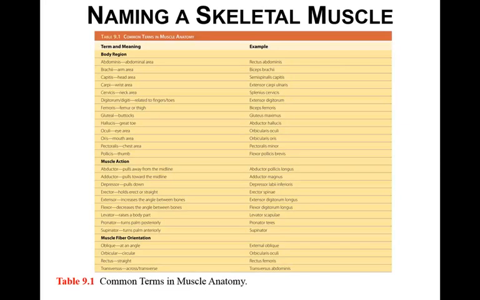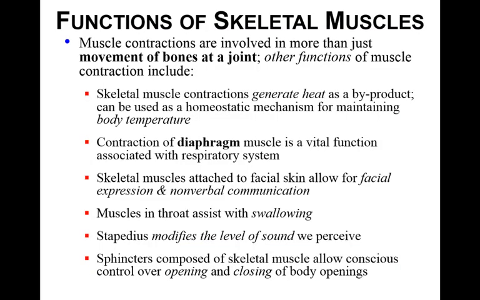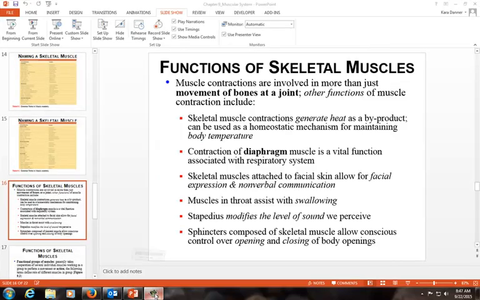There's a table 9.1 in your textbook that looks like this. It gives the term and the meaning, and it also gives you an example of a muscle in the body. Okay, so this is definitely worth taking a good look at. A lot of these muscles are the ones that you're going to have to know for your lab test. Okay, all right, we will stop there for now. We'll finish up the chapter in the next video.